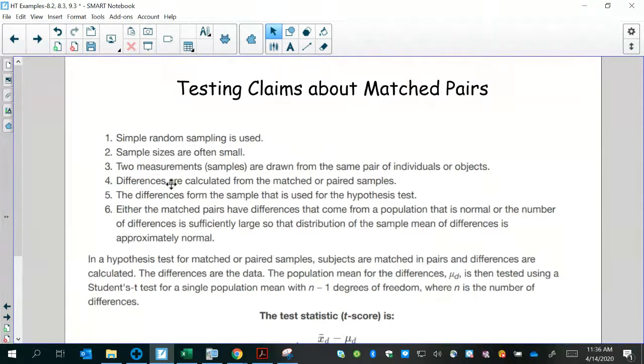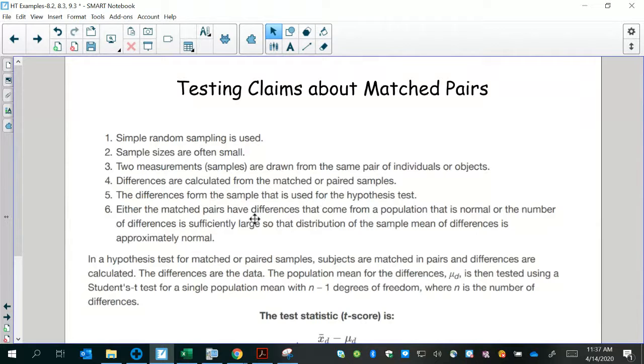And then four, we have differences calculated from the matched pairs. So we subtract the two values that were collected from each individual or object. Five, the differences form the sample that is used for the hypothesis test. And so what that means is that we take two lists of values, we subtract each set to get a difference, and then we have a collection of differences, and that's considered the sample that we're testing.